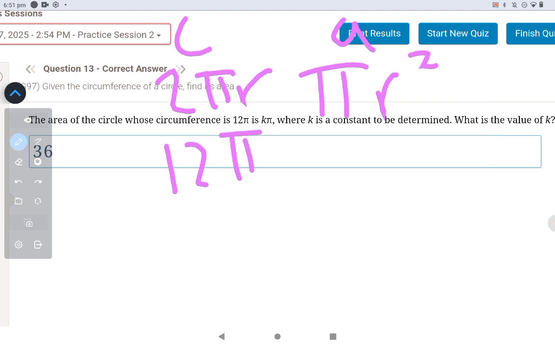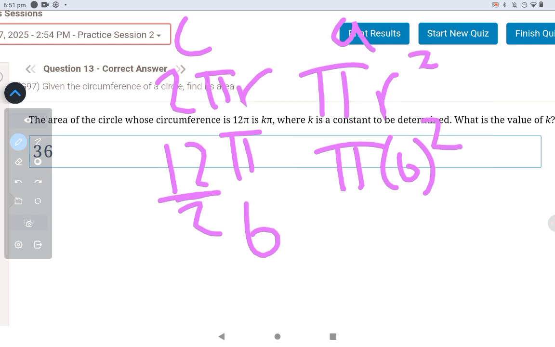That's what they give. So what is the radius? We're going to have to divide 12 by 2 to find the value of the radius. So it's going to be 6. The value of the radius is 6 because the original formula is 2 pi r, so 12 divided by 2 gives 6. That is the radius, okay? Now we can just substitute into pi r squared. They only want k, they don't want pi, so it's just 6 squared, 36. Easy.